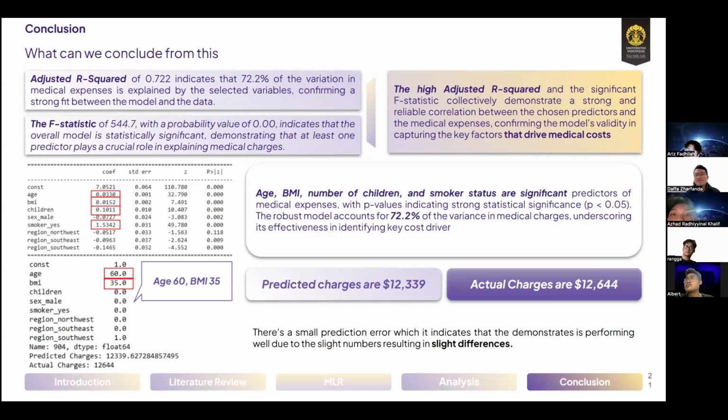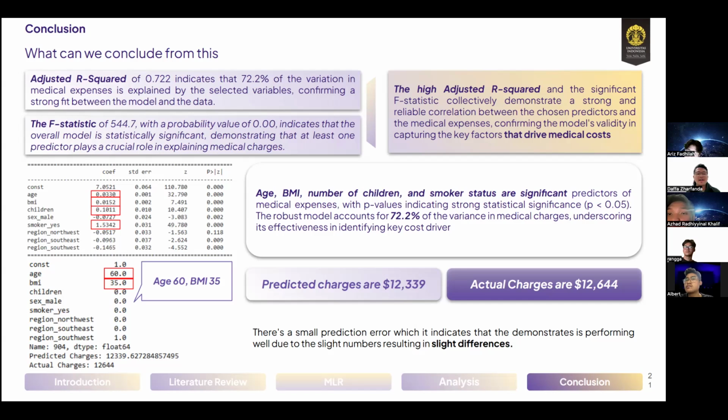So what can we conclude? Age, body mass index, number of children, and smoker status are significant predictors of medical expenses, with p-values indicating strong statistical significance, less than 0.05. The robust model accounts for 72.2% of the variance in medical charges, underscoring its effectiveness in identifying the key cost drivers. And then we have an example here.